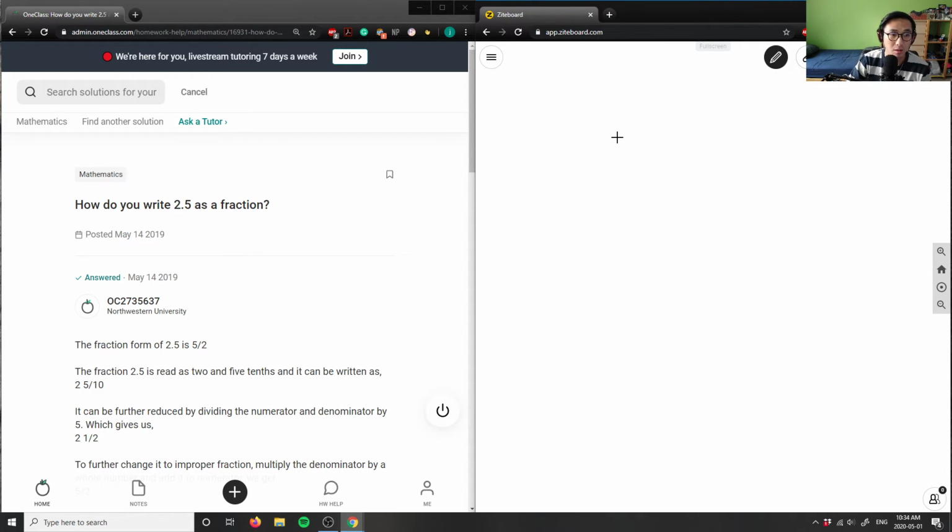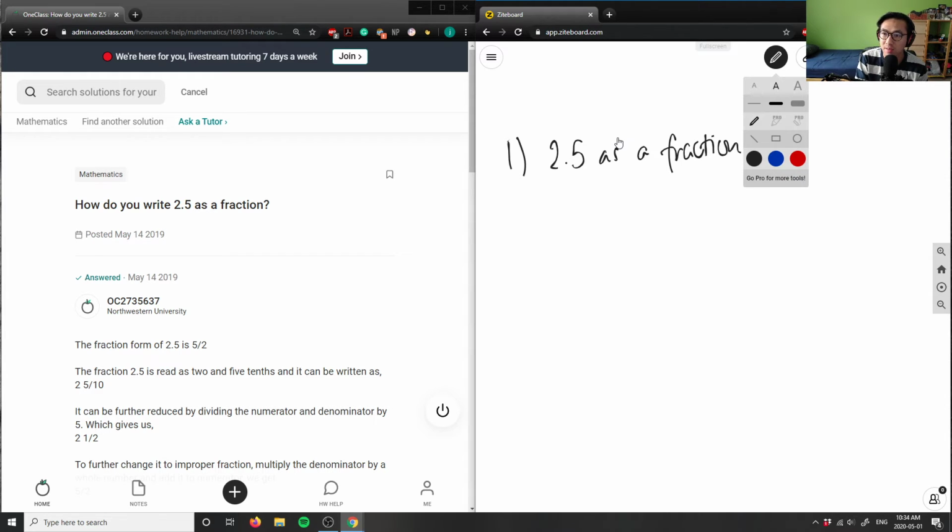So it says here, how do you write 2.5 as a fraction? So what I would do first is I would actually write it as a mixed fraction, so again, the whole number and the fraction part. My whole number in this case is 2, right? It's whatever is on the left of the decimal, so it's simply just 2 here. And then 0.5 is simply just 5. It's half of something, or 5/10 or something, right?